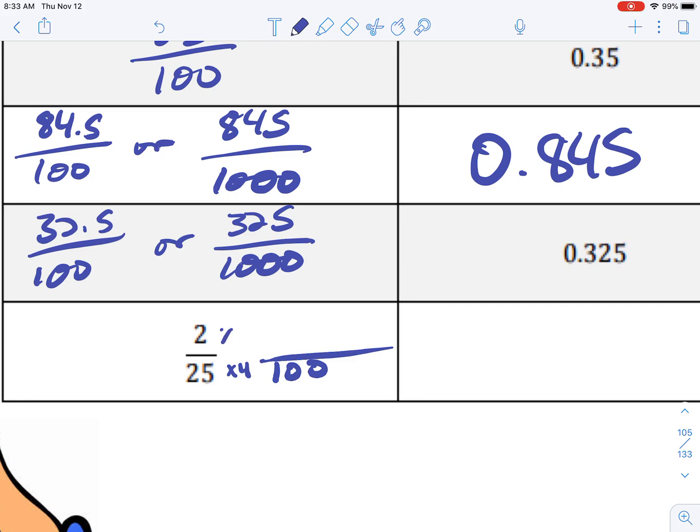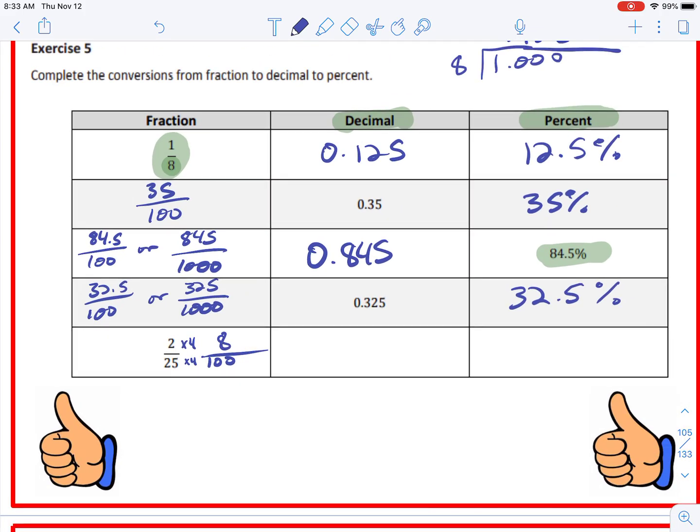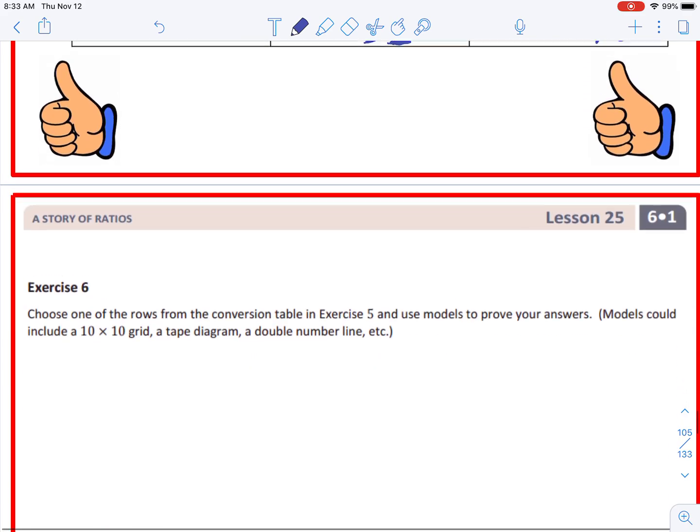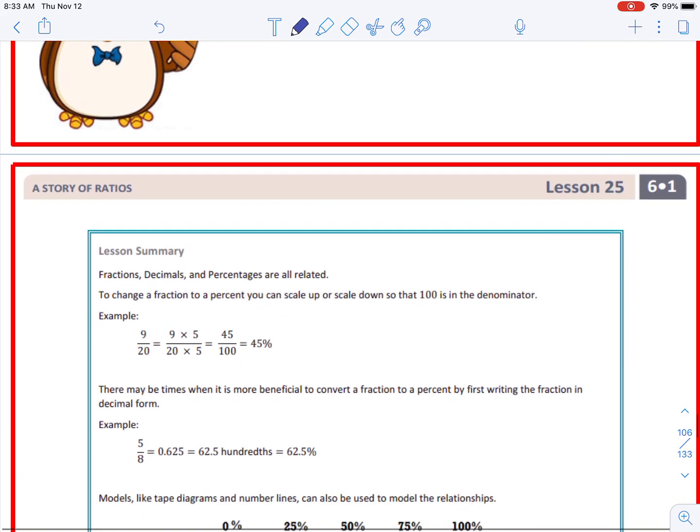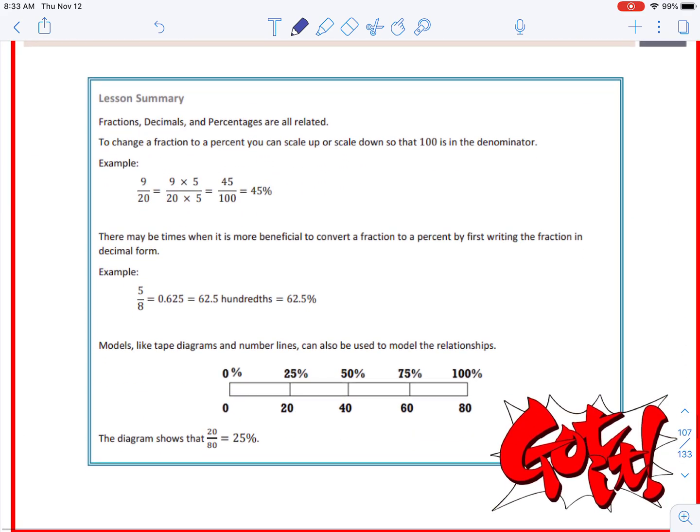This is times 4, so we have to multiply 2 times 4, which gives us 8 hundredths. So this, as a decimal, would be 8 hundredths. Remember, the 8 is in the hundredths place, so we had to put a 0 in the tenths place. And as a percentage, this would be 8%. Okay, let's keep on going to the lesson summary.